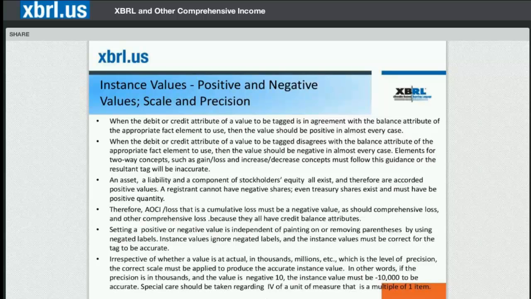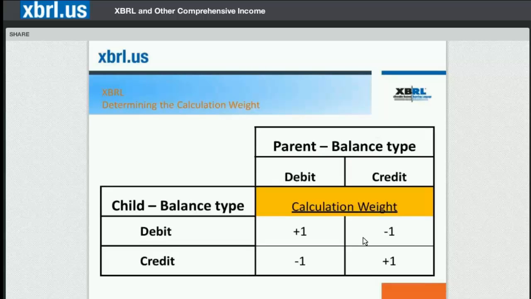Special care should be taken regarding the instance value of a unit of measure that is a multiple of one item, such as millions of barrels of oil or thousands of cubic feet, that type of thing. You have to be careful that the extended value is what you meant it to be.